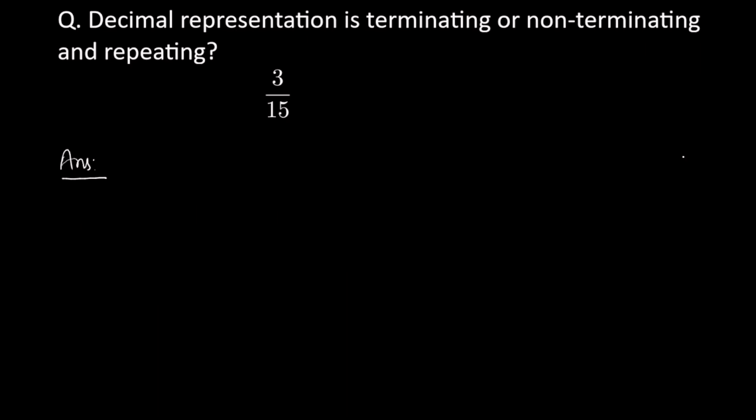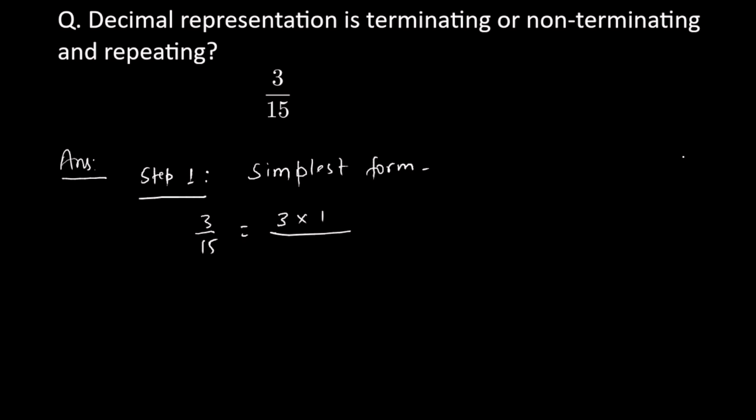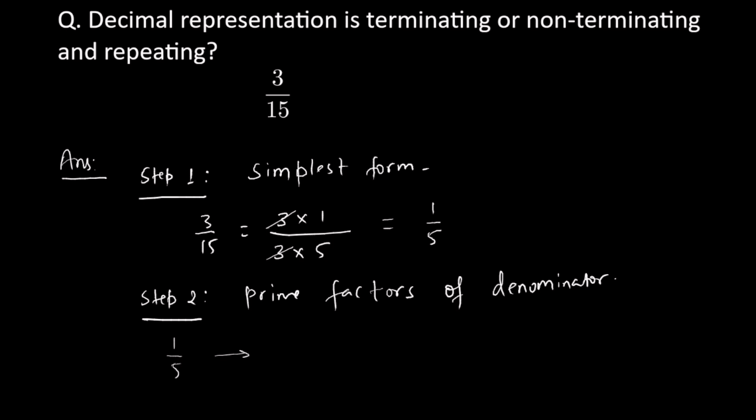Okay, so we follow 2 steps. Step 1 is to convert this fraction into simplest form. 3 over 15 is equal to, we write prime factors of both numerator and denominator. 15 is 3 times 5. We cancel out common terms and we have 1 over 5. So 3 over 15 and 1 over 5 are both equivalent. Now in step 2, we look at the prime factorization of the denominator. So we have 1 over 5, its denominator is 5, which has prime factor only 5. So we know 3 over 15 is a terminating rational number.